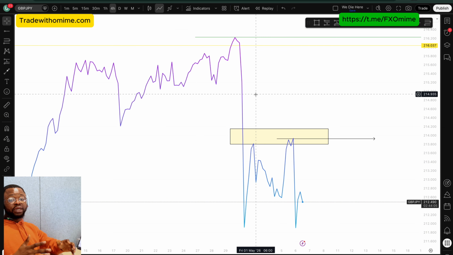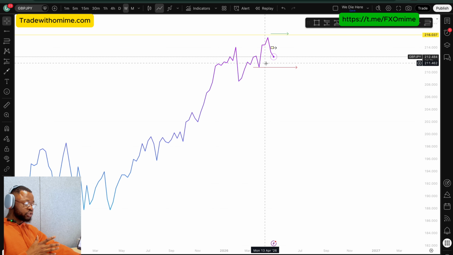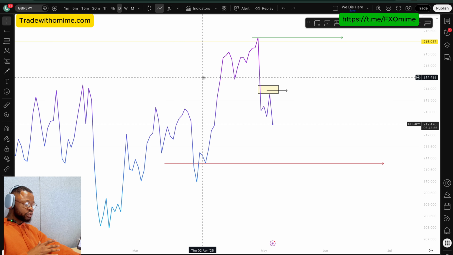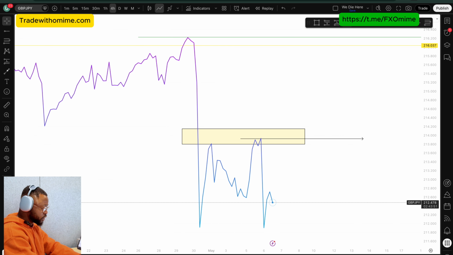So just as we are together here, I've been able to show you a top-down analysis from the weekly. So the weekly is bullish, the daily is bearish, the 4-hour time frame is bearish. So I'm going to write that down.